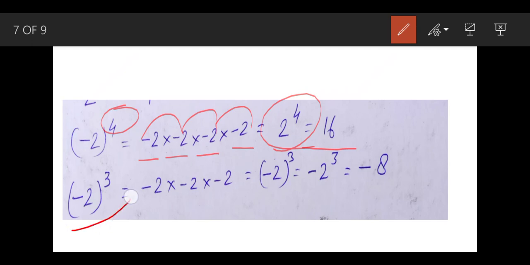Minus 2 to the power 3. Here 3 is odd, which will be equal to minus 2 whole power 3. Means minus 2 to the power 3 means minus 8. How? Minus into minus, plus, plus into minus, minus. So we got minus here.